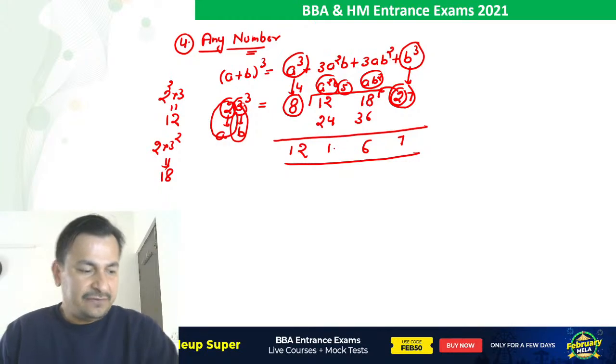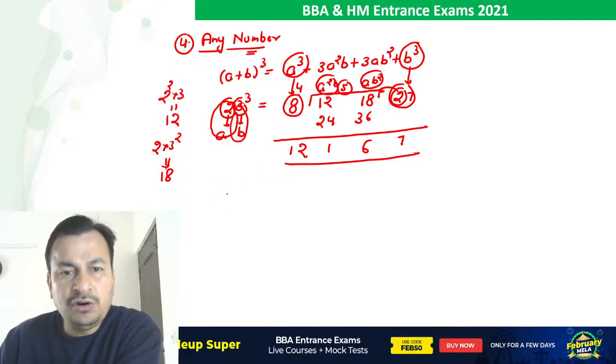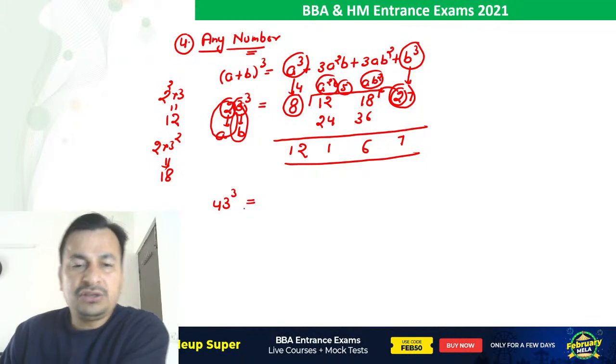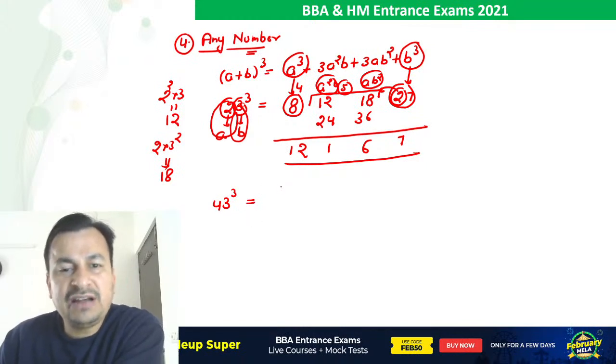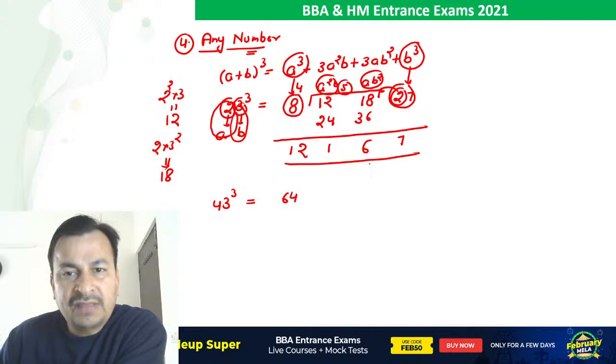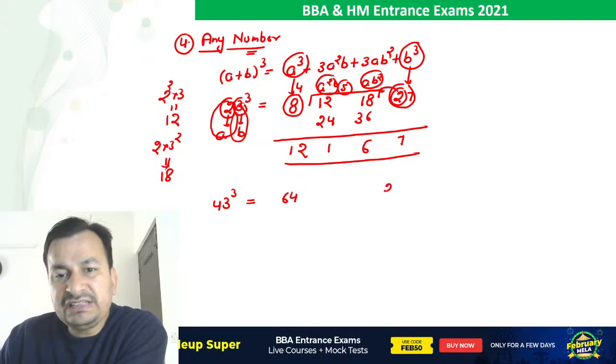Say if I want to calculate the cube of 43. Listen to me very carefully, my dear students. If we want to calculate the cube of 43, so first we will write a cube. A is 4, b is 3. So a cube is 4 cube, that is 64. Then last term, or fourth term, will be cube of b. B is 3. So cube of 3 is 27.